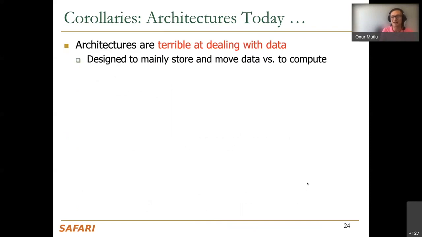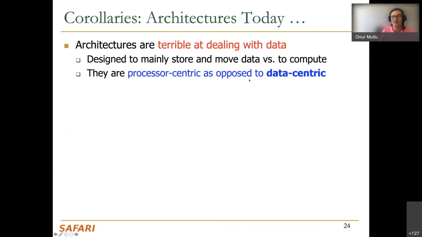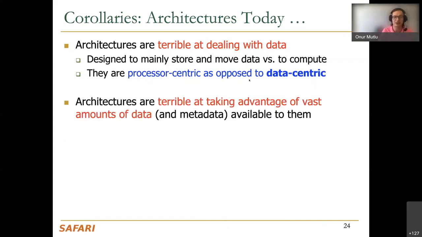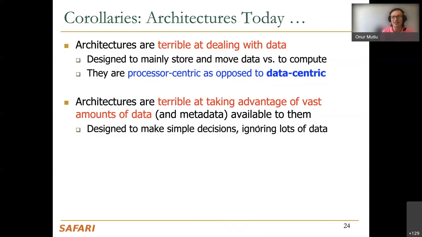They're not dealing well with the data because they're processor-centric as opposed to data-centric. They're mainly moving and storing data, and very little time and real estate is spent on computation. We're going to focus on this a lot in this talk. They're also not good at taking advantage of vast amounts of data and metadata available to them over time. My cell phone, for example, is still using the same algorithm to schedule memory operations, and it hasn't learned anything over the course of 6 years as it has seen workloads. It hasn't customized itself to me or the workloads. And I think this is a big problem with an intelligent architecture.